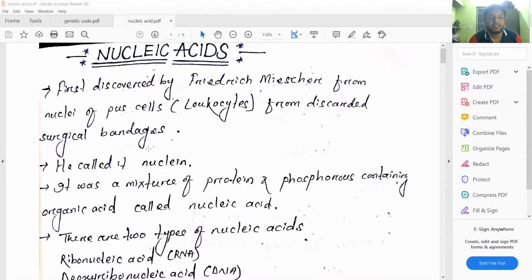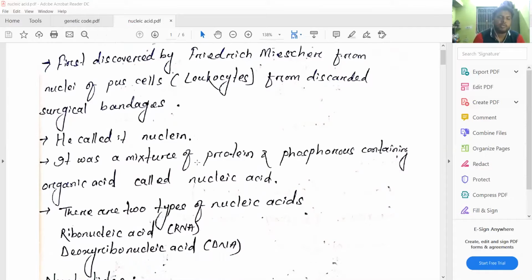Called that molecule nuclein. Okay, so Frederick F. Meissner, from the nuclei of the pus cell, found one compound, discovered that compound and named it as nuclein. So what is that nuclein?